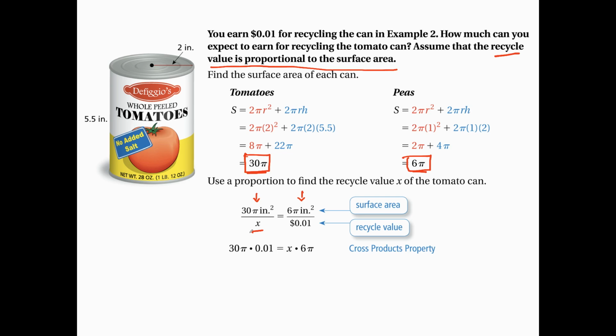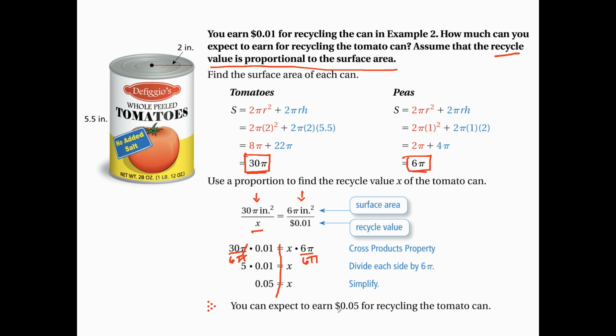So I can use the cross products property, and that's what we're doing here. And what the book doesn't do, I'll put down here. How do I get x by itself? We divide by 6 pi. When I divide by 6 pi, pi cancels there, and 30 divided by 6 is just 5. 5 times 0.01, there's my x. What does that mean? It means that for every tomato can, I will earn 5 cents for recycling that can. So there's an example where leaving things in terms of pi is good because in this problem, the pi canceled out.